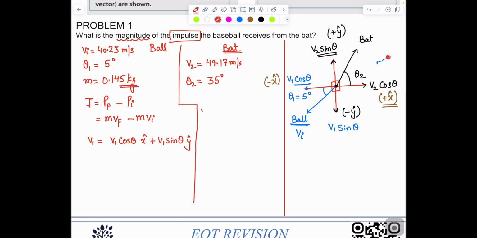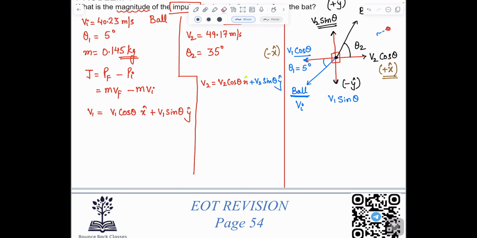Okay. Similarly, V2 is V2 cos theta x cap plus V2 sine theta y cap. Clear? Now we have V1 and V2, and we can check the sign also. So V1 is equal to negative V1 cos theta x cap, because x is along the left side, negative V1 sine theta y cap. This is down. And V2 we already have.